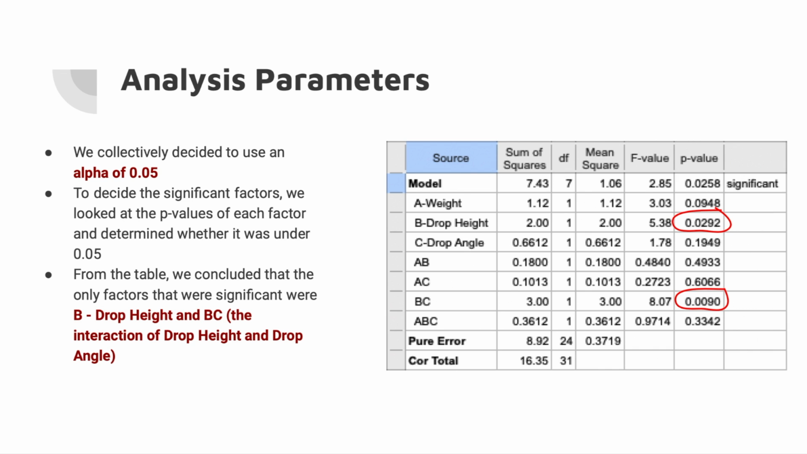As a group, we collectively decided to use an alpha of 0.05, and from there, to determine the significant factors, we looked at the p-values for each of our factors and interactions and determined whether it was over or under 0.05. So we ran the ANOVA, and as you can see, the only factors that were significant and below 0.05 were the drop height and the interaction between drop height and drop angle.